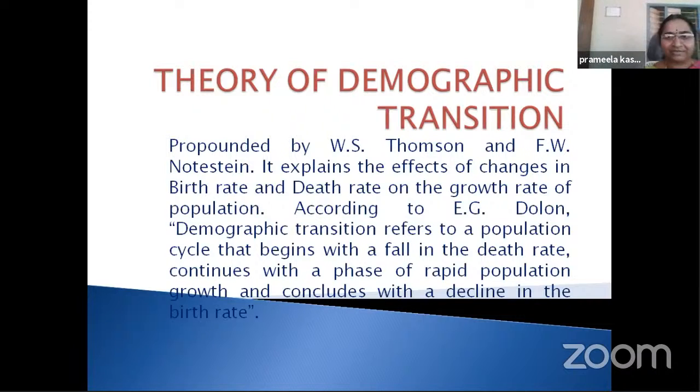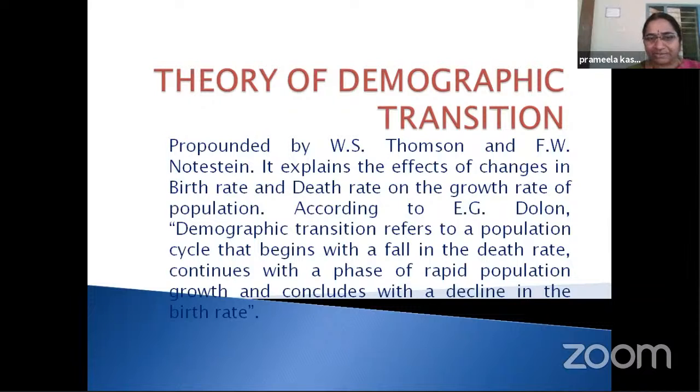So, today's topic: theory of demographic transition. Already we know the population theories. If we go to the theory of demographic transition, it was first propounded by W.S. Thompson and W. Notestein. This theory explains the effect of changes in birth and death rates on the growth of population. That means we can know how birth and death rates affect population growth with the demographic transition theory. This was mainly propounded by Professors W.S. Thompson and F.W. Notestein.